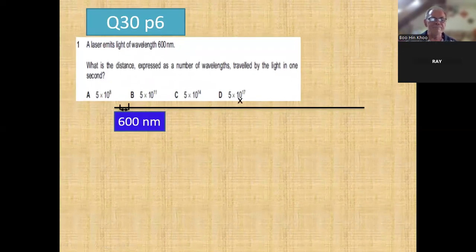Number 30, basics. A laser emits light of wavelength 600 nanometer. What is the distance expressed as the number of wavelengths traveled by light in 1 second?